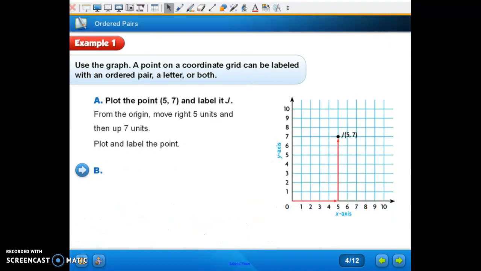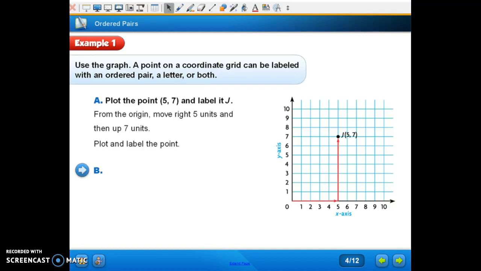This is example number 1 at the top of page 374. It says, use the graph. A point on a coordinate grid can be labeled with an ordered pair, a letter, or both. Plot the point 5, 7 and label it J. Did they already do that for you? Over 5, up 7, put a J, and then in parentheses by your J, you put your ordered pair. So plot and label the point. If that is not done for you, you need to be doing that now.